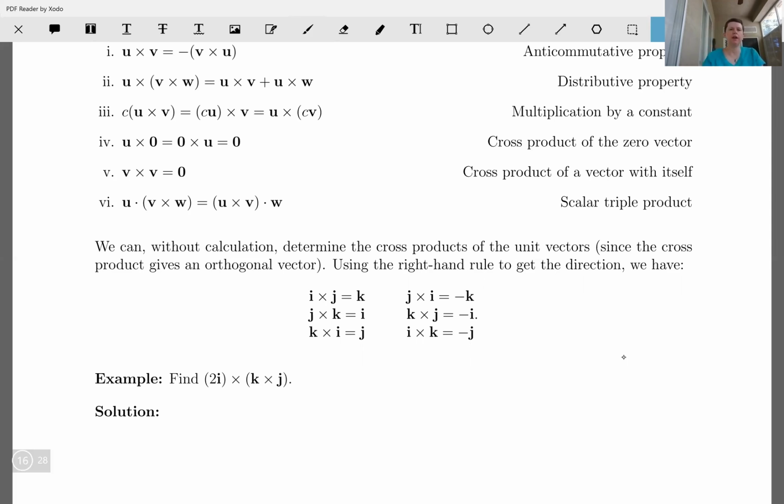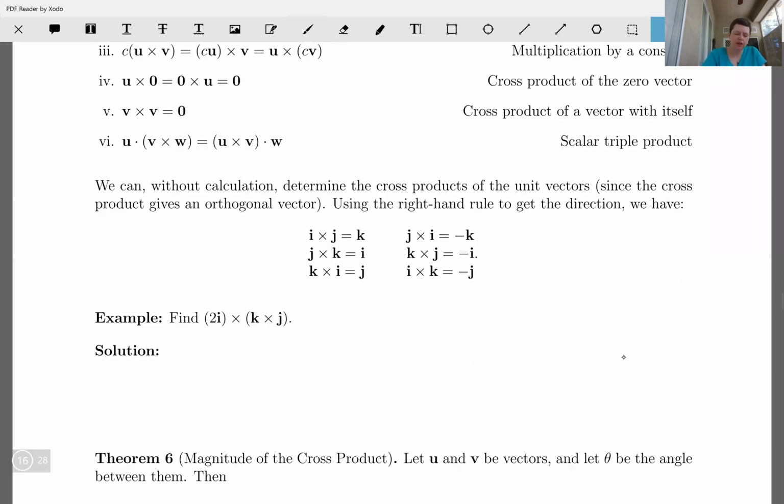What about j cross k? So j, my fingers are on the y-axis, and I'm going towards the z-axis, and my thumb is pointing to myself, and well, I'm just positive. So that's the positive x-axis, so that's positive i, and you can do the same thing for all of these. So let's do a quick example sort of using that idea.